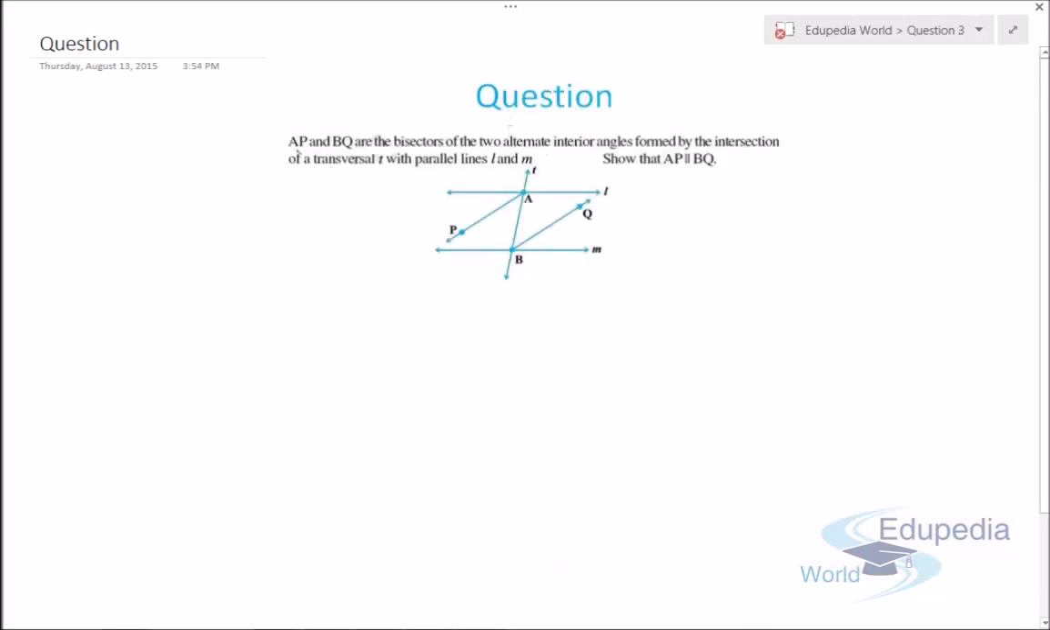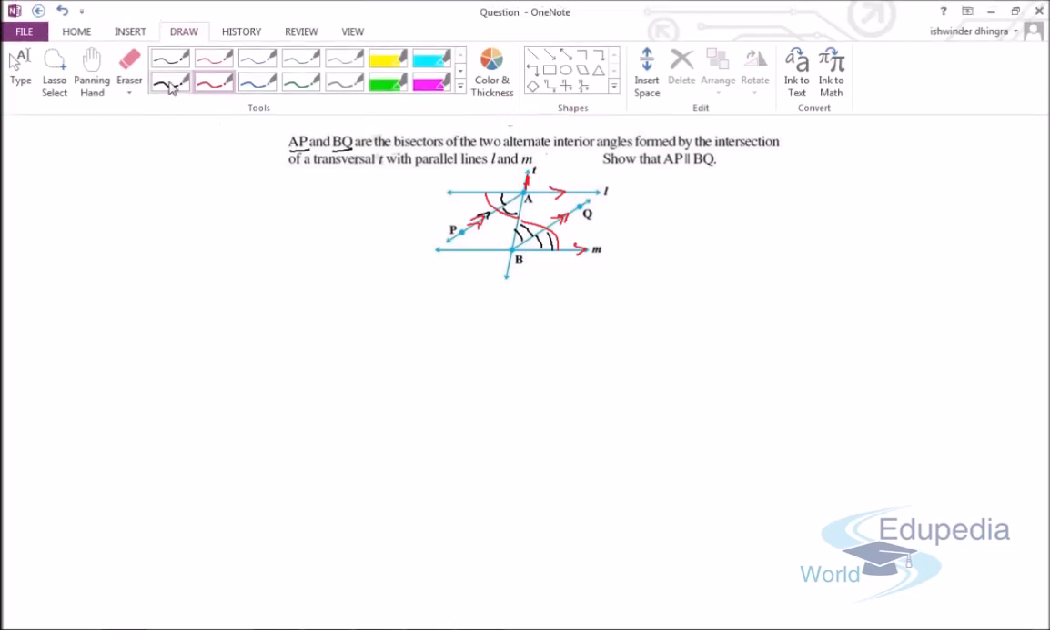Question number 3 says that AP and BQ are the bisectors, means this angle equals to this angle, of two alternate interior angles. These angles are alternate interior angles formed by the intersection of the transversal. So this is a transversal with parallel lines L and M. So these are the parallel lines L and M. We have to show that these two lines AP and BQ are parallel lines. So let's see how we can do this.